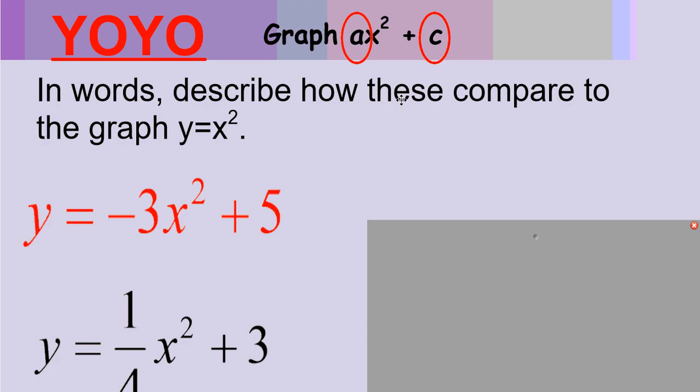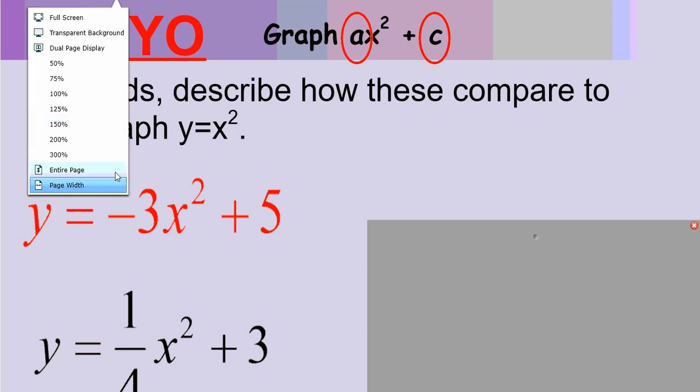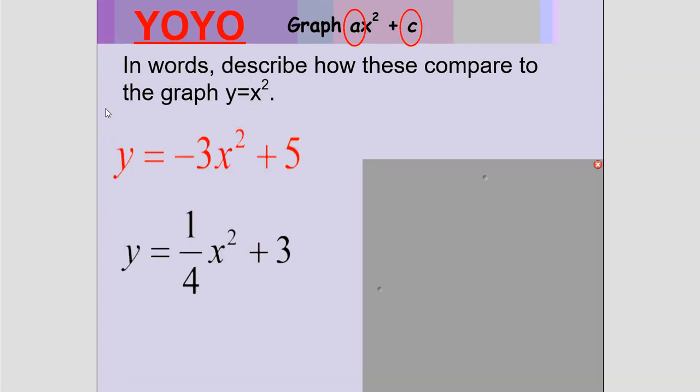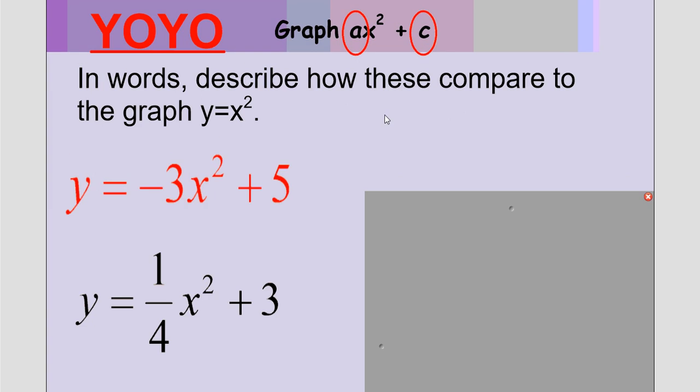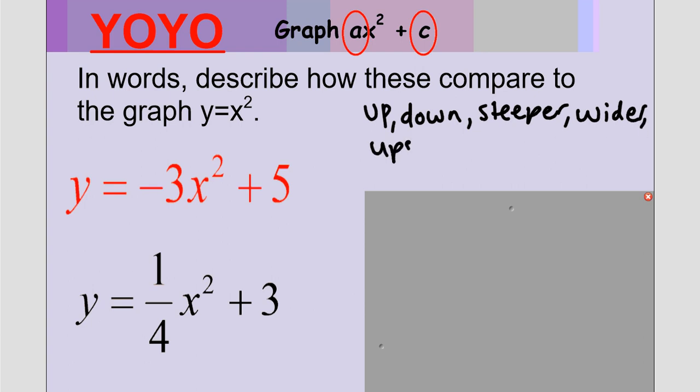I'm going to ask you to try, just in words, summarizing what we kind of discovered today. Zoom out a little bit. There we go. In words, I'd like you to describe how these graphs would compare to the parent function y equals x squared. So here's your vocab table. Your vocab table is words like you can say the graph gets moved up, down. What else can you say? You can say that it's steeper. You can say it's wider. And then the very last word that we can use today is that it opens upside down. So you have 5 words that you could choose from.